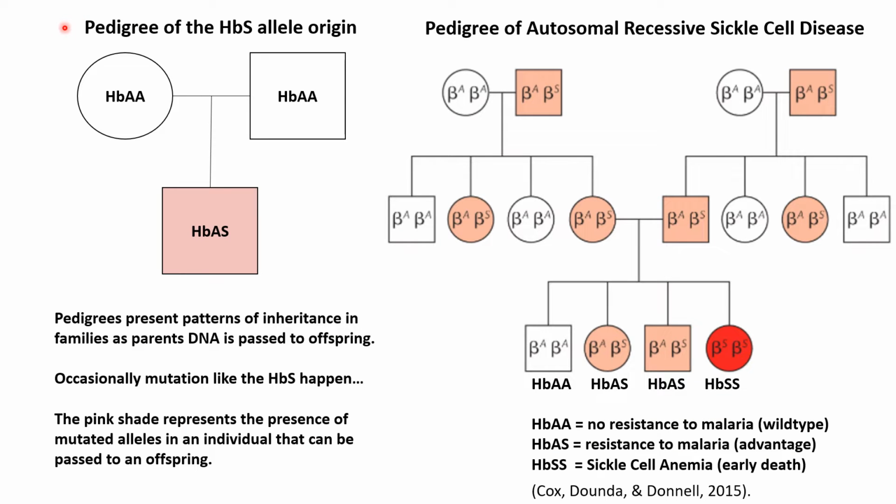So shown on the left is a pedigree of the HbS allele origin. This is an uncommon way of seeing a pedigree where you have two wild-type unaffected parents with these HbA alleles, and then the child has a mutated allele. So this would also be noticed as the first generation, which research points back 259 years ago, when this individual was born.